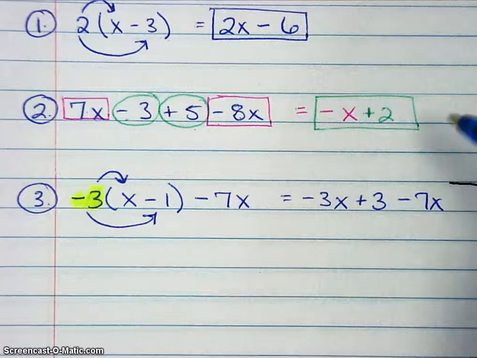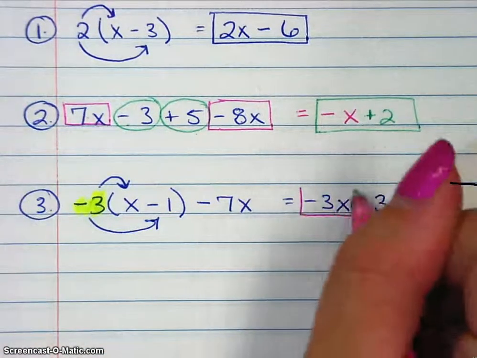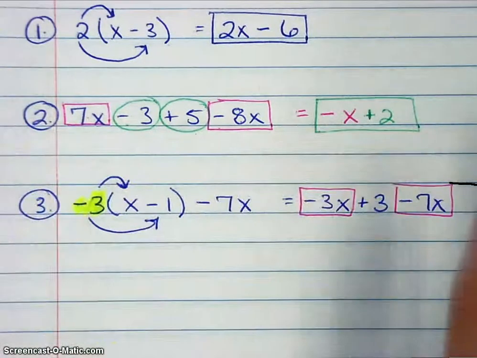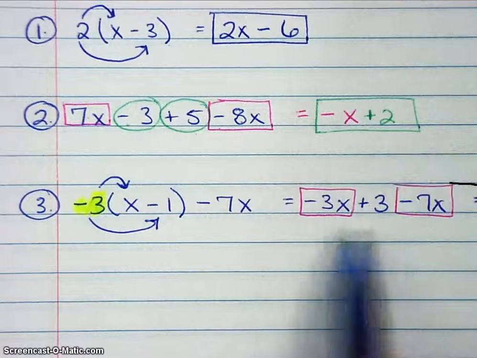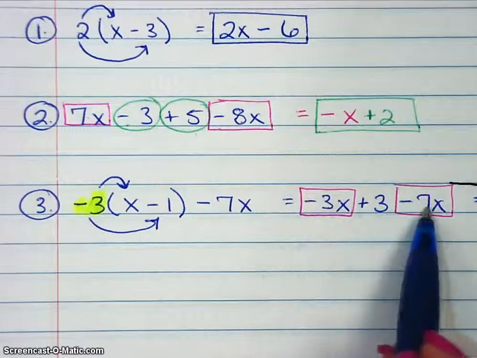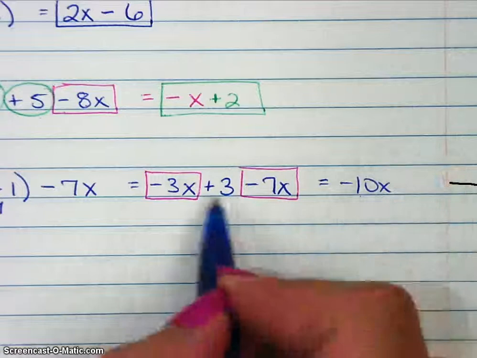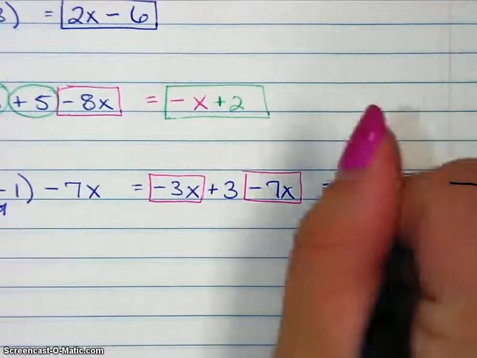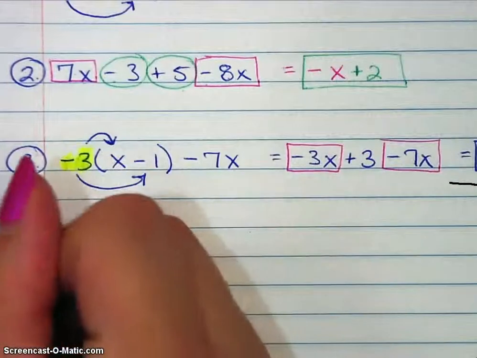Now we're going to do like we did in number 2 and figure out what our like terms are. I have negative 3x and negative 7x, which equals negative 10x. If you're not sure, you can actually put into the calculator negative 3 minus 7. It will tell you negative 10. Then plus 3. That one gets tagged on to the end, and you are done. So that was number 3. Number 4.